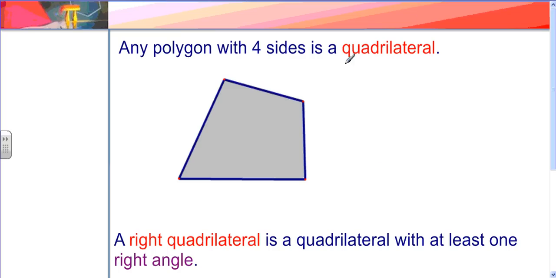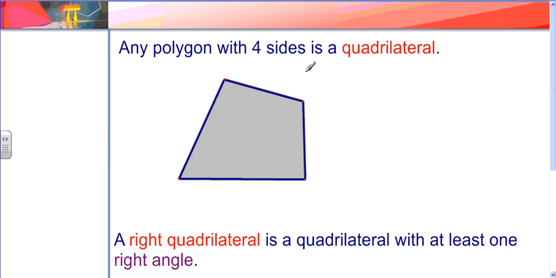Okay, so let's just start with the basic definition of a quadrilateral itself. A quadrilateral is just any polygon that has 4 sides. So we can see this polygon has 1, 2, 3, 4 sides, therefore it's a quadrilateral.